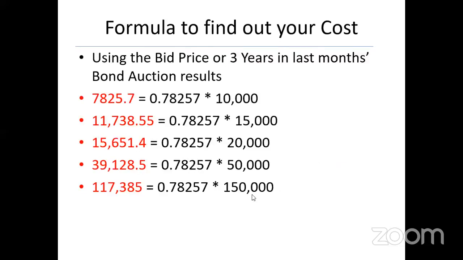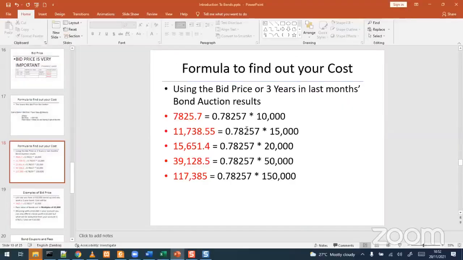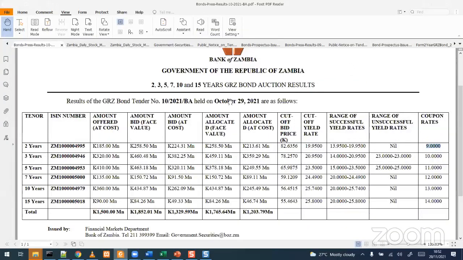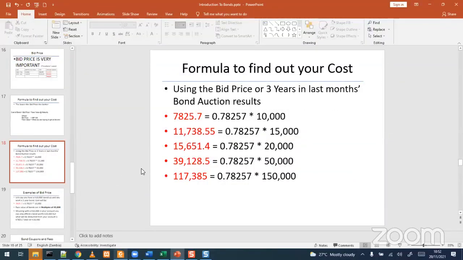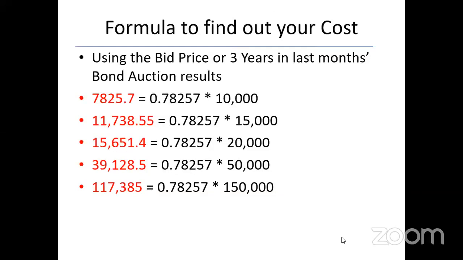So here I have examples. I'm using the 3-year bid price from last month's auction. So this is October. Let me just verify this. So this is definitely October, yes. So we're looking at 78.2570. So that's what you see. And this is how I prefer you interpret or read this. If you want a 10,000 kwacha bond for 3 years based on last month's result, you will need 7,825.7 kwacha in your account.